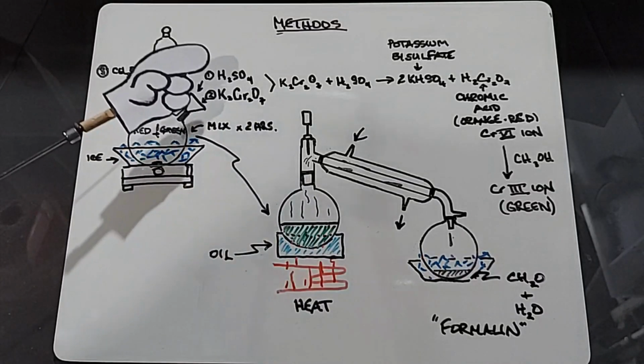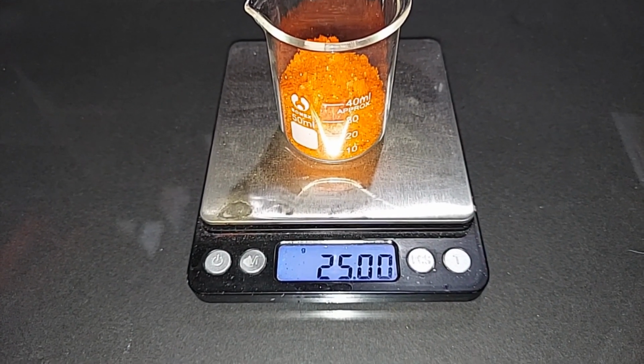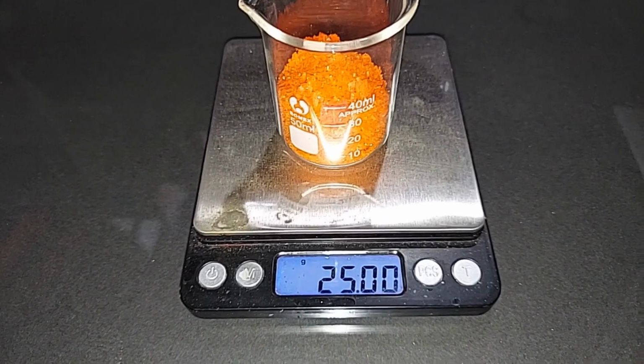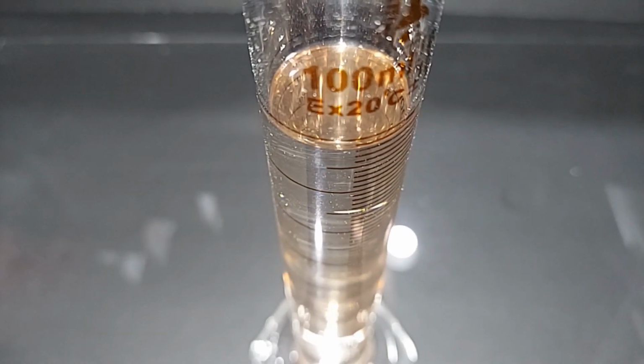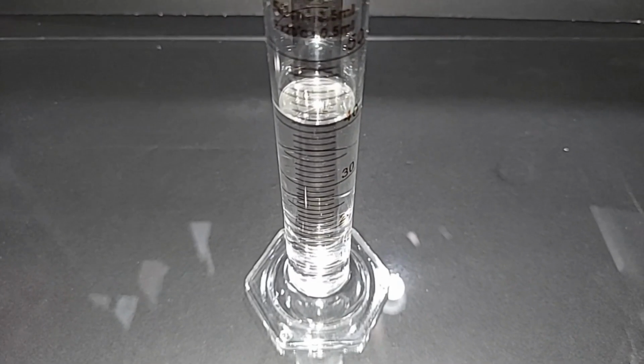So we're done with everything. Let's go make this formaldehyde. 25 grams of potassium dichromate made in a previous video, pre-weighed. 98 milliliters of 98% sulfuric acid, pre-measured. 40 milliliters of pure methanol, pre-measured.